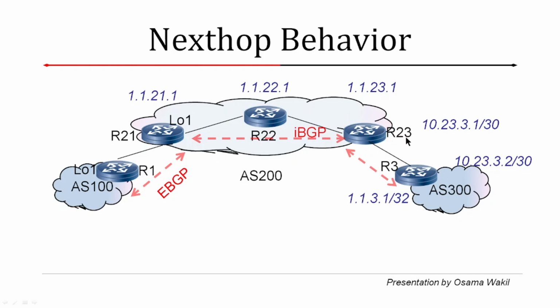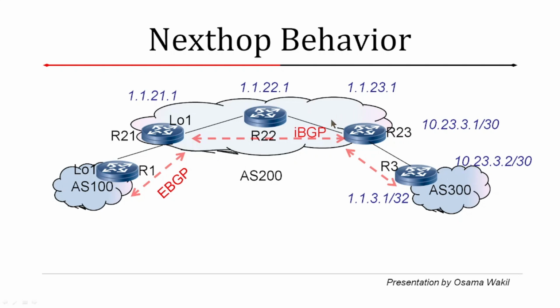We have R23 and R3 directly connected. These are two eBGP peers. We see that there is a loopback IP 1.1.3.1, which is directly on this R3 router. Now for R23 to reach this loopback IP address, the next hop will be 10.23.3.2. So whenever this eBGP speaking router advertises this loopback IP address to R23, it will advertise the prefix 1.1.3.1 and tell it that in order to reach it, use the next hop 10.23.3.2.